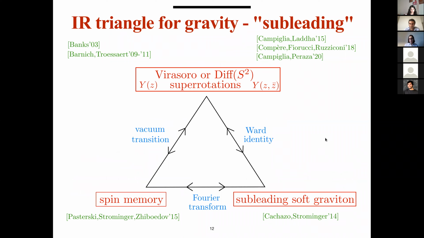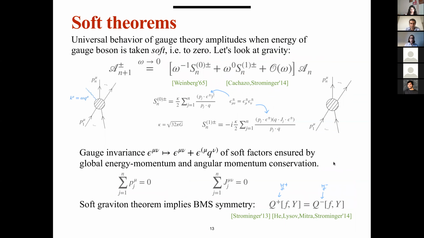So now let me talk a little bit about this soft theorem corner of the triangle, because that will be quite important for going towards celestial holography. This is the statement that gauge theory amplitudes have a universal behavior when the energy of a gauge boson that's participating in this process is taken soft, or otherwise taken to zero. So in gravity, the statement is the following: if I have an n-point amplitude with the insertion of a soft graviton, and I take this energy to zero, then the amplitude will factorize into one without the soft graviton, and then there will be a universal factor.